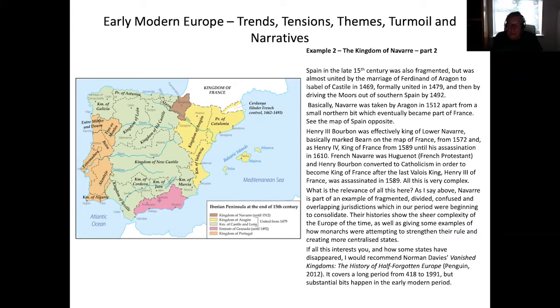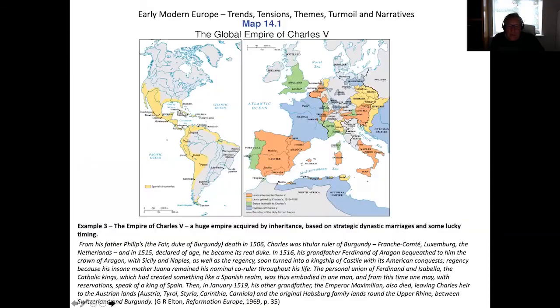Okay, so I've said at the bottom, if the intimate story of all this interests you, have a look at Norman Davies's Vanished Kingdoms, which covers a very long period. It looks at places that have disappeared from the map of Europe. Burgundy is part of that. Prussia, which I'm going to come to later, is also. It covers a long period from 418 to 1991. So it's quite a long book, but a substantial chunk of it takes in our period. All right. Sorry, I forgot I had that slide.